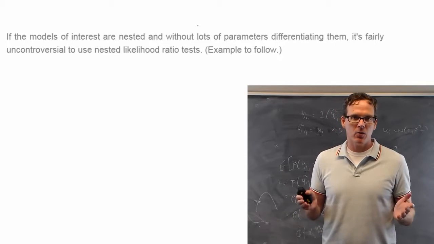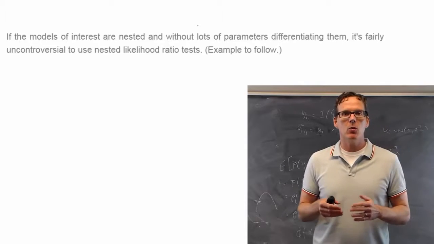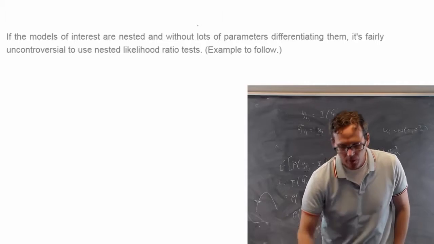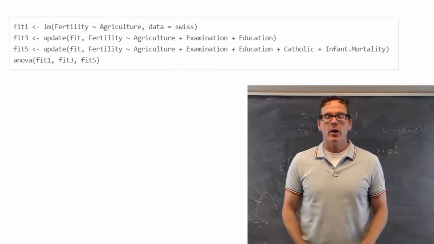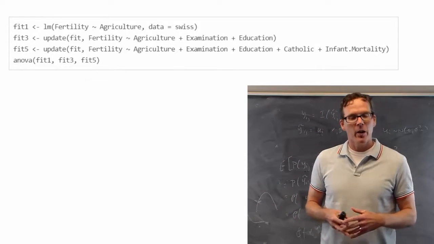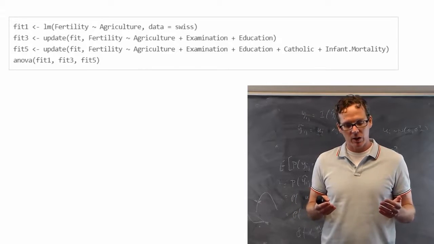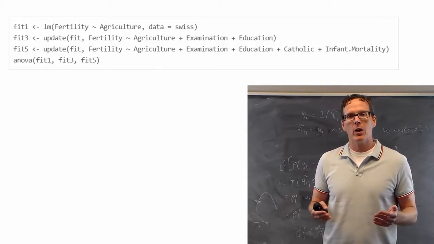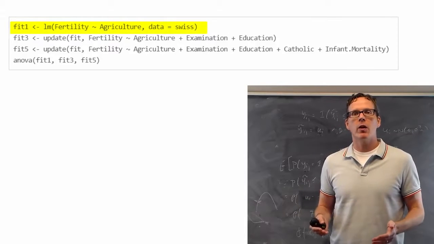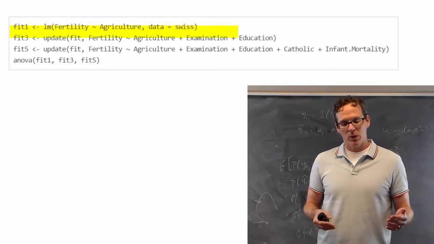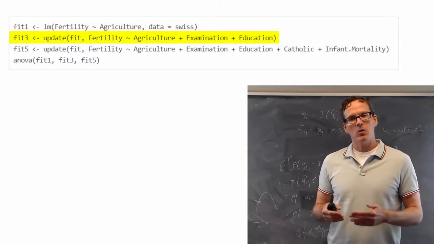Okay, and these nested model examples are very easy to do, so I'm just going to show you some code right here on how you do nested model testing in R. So I fit 3 linear models to our Swiss data set. The first one just includes agriculture. Let's pretend that that's the variable that we're interested in. Okay? And then the next one includes agriculture and examination and education.